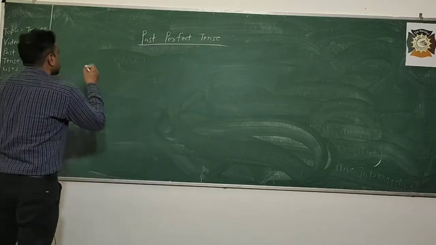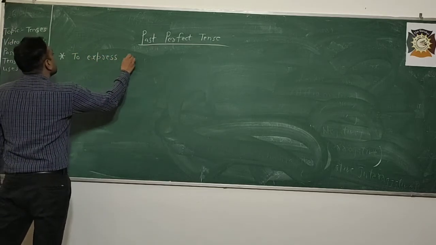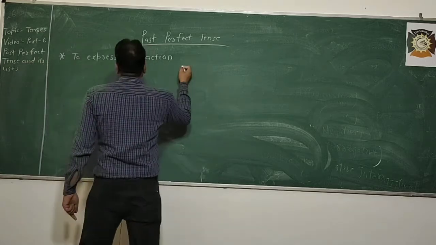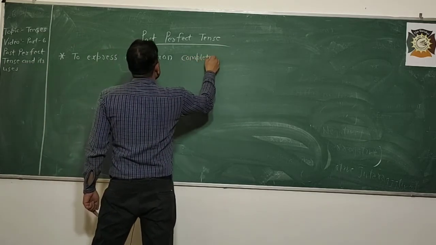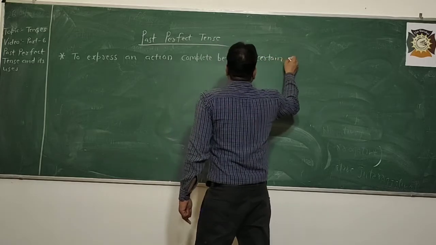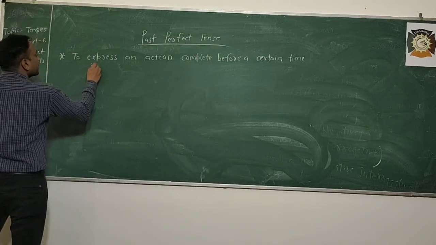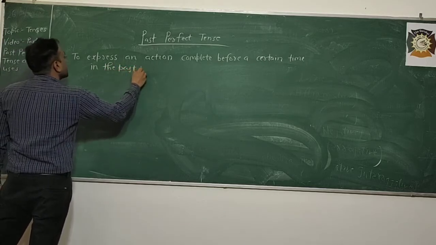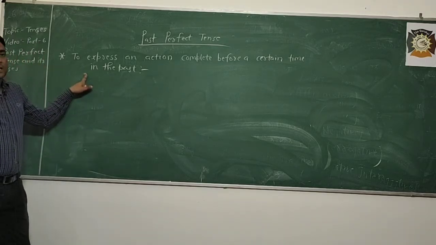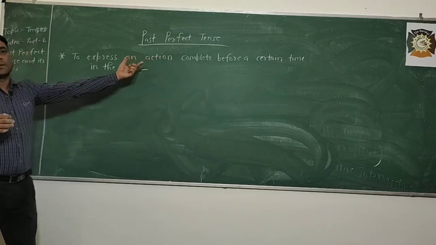The first use of past perfect tense is to express an action completed before a certain time in the past. Certain means एक निश्चित समय. पर अगर कोई काम पास्ट के अंदर कंप्लीट हुआ है तो उसके लिए हम किसका यूज करते हैं? पास्ट परफेक्ट टेंस का यूज करते हैं.